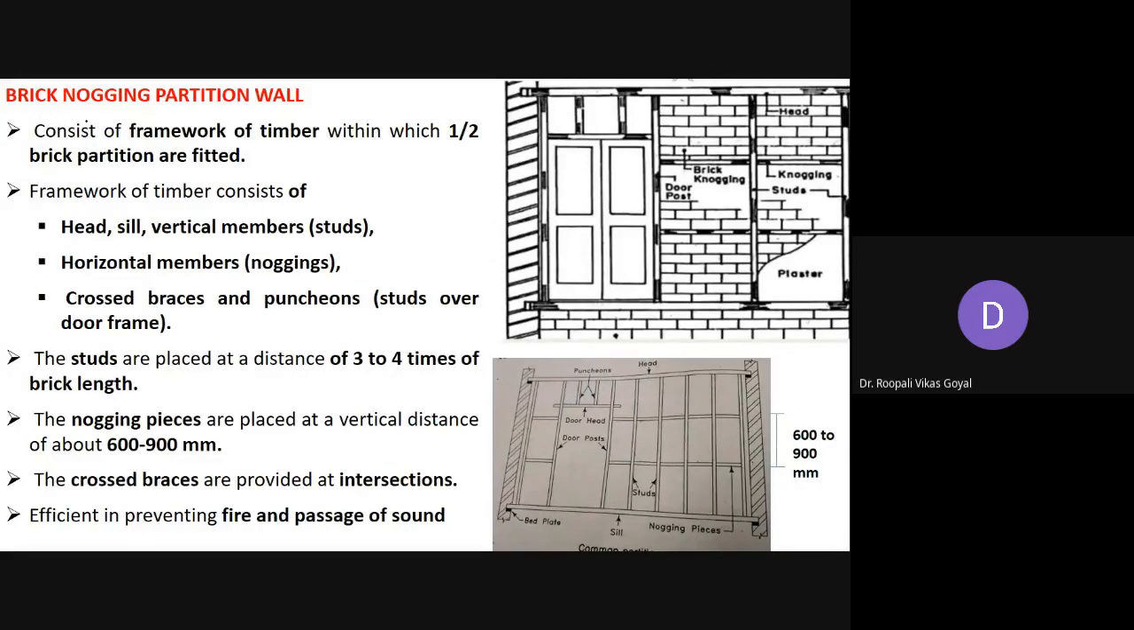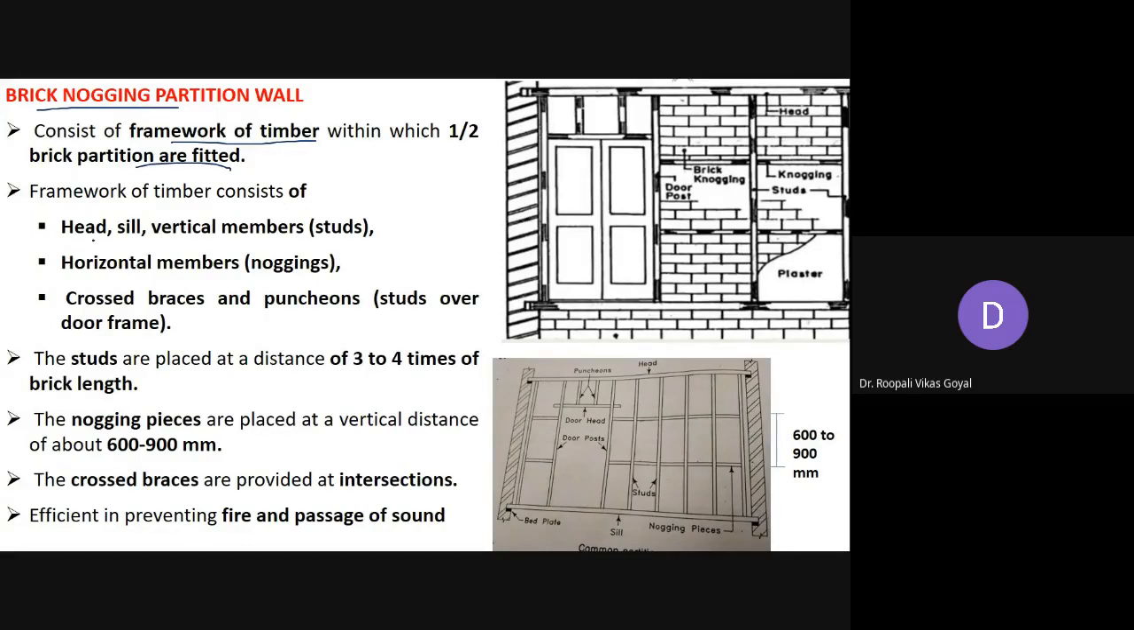So this brick nogging partition wall consists of a framework of timber. All around you have such a timber framework. पूरा timber का framework करना आपको, ठीक है, within which half brick partition wall is generally fitted. Okay. So half brick partition wall is generally fitted in this whole timber framework. Basically this timber framework has different components. So these are the different components. Okay, so just try to understand.